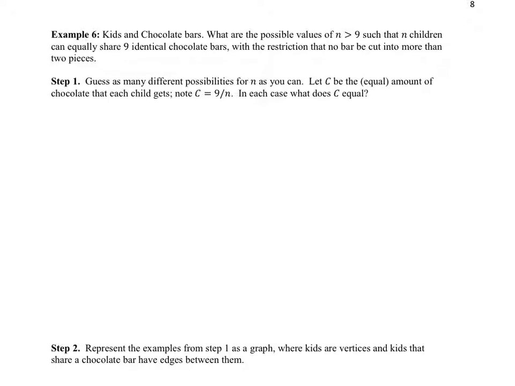So our job is to think of all the possible ways that this problem could be solved, all the possible ways that the chocolate can be equally shared, and to make sure that we don't cut each bar into more than 2 pieces. So give this a try. Think about making pieces of chocolate and sharing them in an equal manner, and write down your solution in the first step. Just guess at as many possibilities for n as you can.